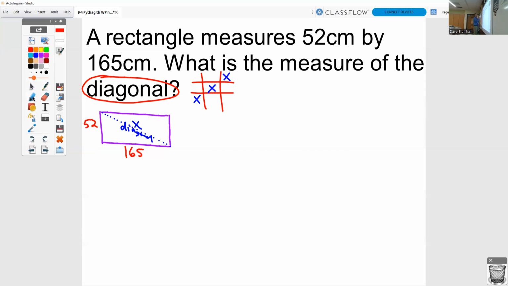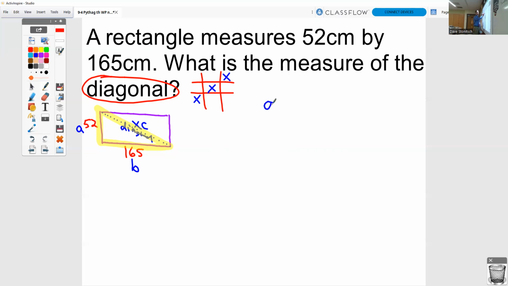Now, hopefully you can see the right triangle here. I'll put it in yellow again. Here's your right triangle. So we have one side that's 52, one side that's 165, and then you have your diagonal, which is what you're looking for. That is going to be your A side, your B side, and the diagonal is always the C side because that's going to be the slanted side.